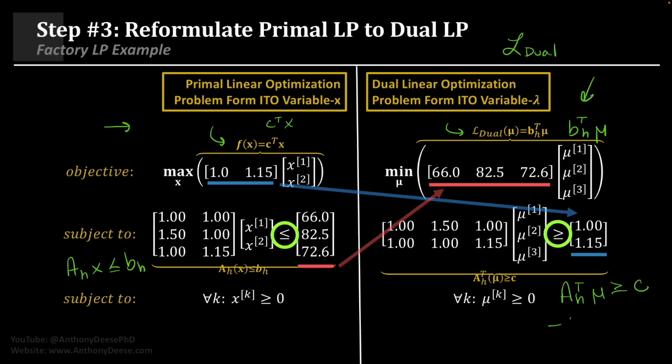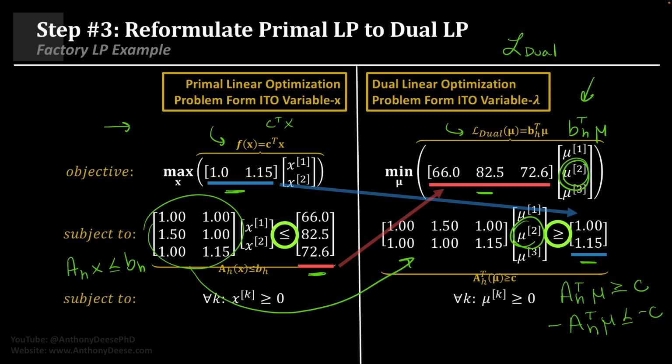Note that this is the same as saying that, right? We can change the greater than to a less than. And then all we have to really do is move the appropriate elements from the left-hand side to the right-hand side. Here's C, here's C, here's B sub H, here's B sub H. We take our A sub H, we transpose it, we move it over there, and then we use the dual variables where appropriate, and we have the requirement, the dual feasibility requirement, that mu k is greater than or equal to 0.